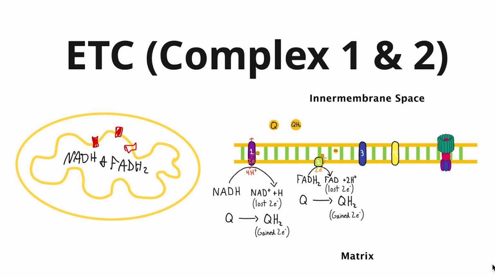FADH2, and they're going to transport those electrons from one complex to the next. The energy released from transporting those electrons is going to be used to pump hydrogen ions from the matrix to the inner membrane space. Now we'll look at the first two complexes in that electron transport chain.